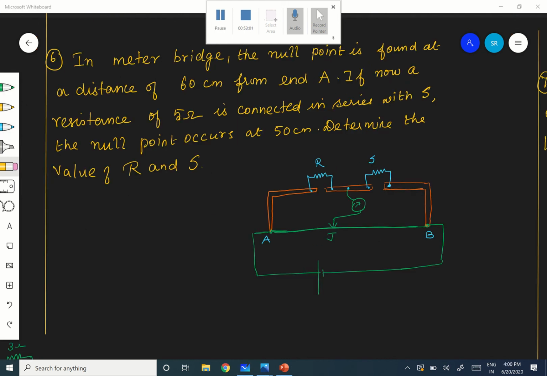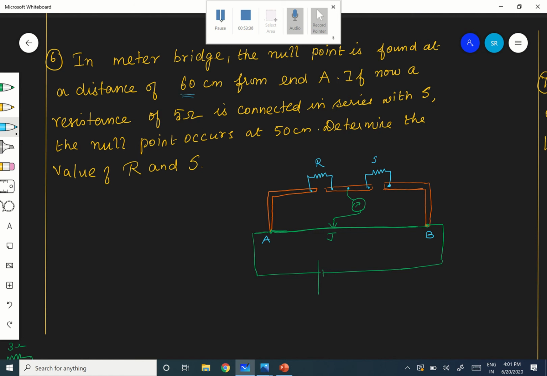Next problem. In a meter bridge, the null point is found at a distance of 60 centimeter from A. If now a resistance of 5 ohm is connected in series with the S, then the null point occurs at 50 centimeter. Determine the value of R and S. Now see, first only R and S are connected, and at that time the null point occurs at 60 centimeter.